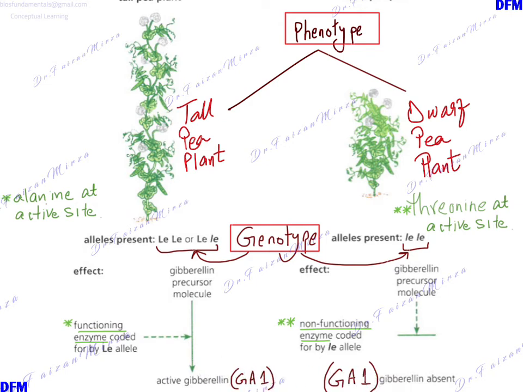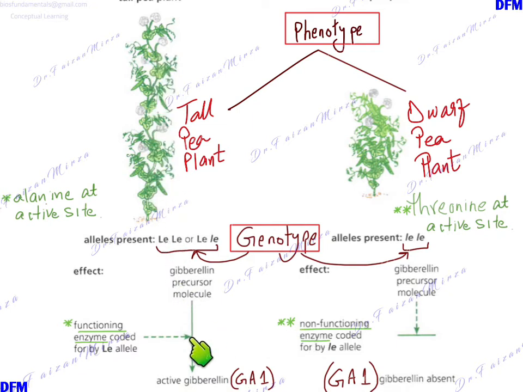So basically, there is a gibberellin precursor molecule present in the plant. The gibberellin precursor molecule is present in the tall plant as well as the dwarf plant, but this precursor molecule needs to be converted into active gibberellin, which is GA1, by an enzyme. This enzyme is functional in the tall plant. The same enzyme is non-functional in the dwarf plant. When this is a non-functional enzyme, the precursor molecule cannot be converted to GA1. When this cannot be converted to GA1, the plant stays dwarf. When this converts to an active gibberellin GA1 form, mitosis keeps on proceeding and the plant starts to grow tall.